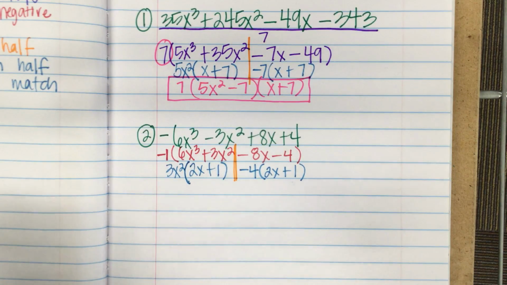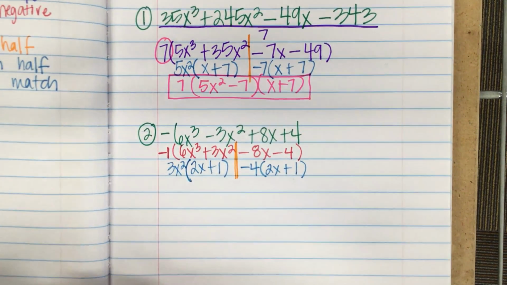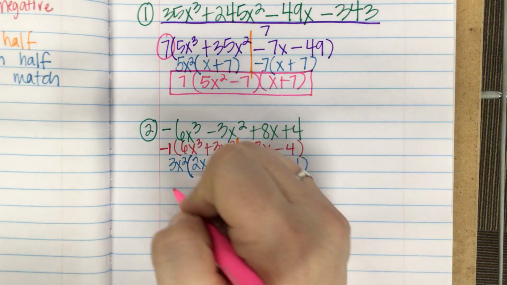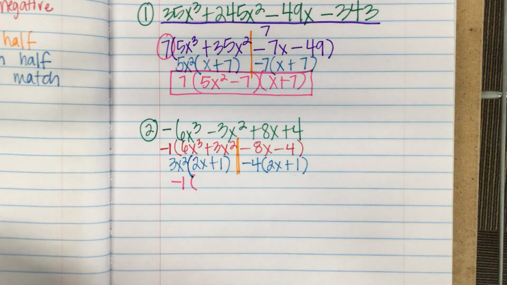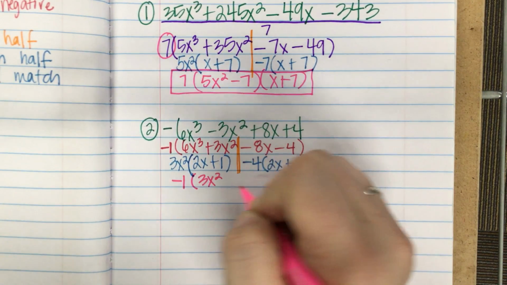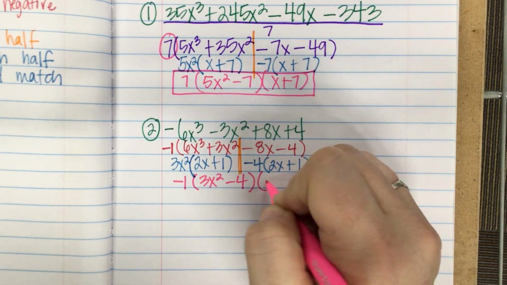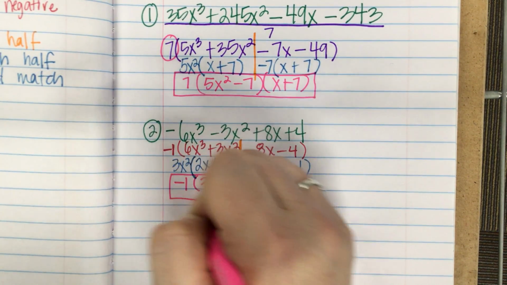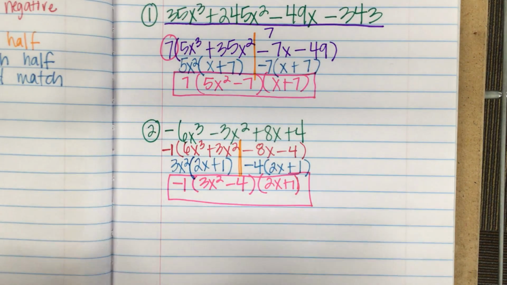Last but not least, what's my solution? There. Keep going. Parentheses 3x squared minus 4, parentheses 2x plus 1. She remembered that beginning step where we factored out that negative leading coefficient. Remember, that was our downfall last time.